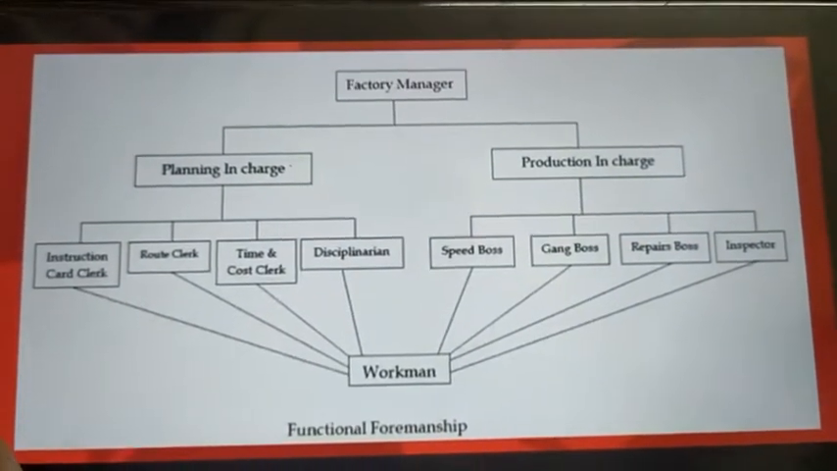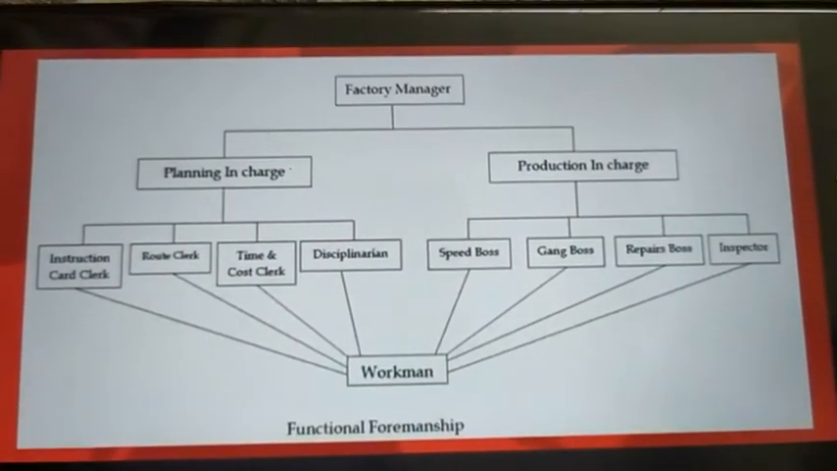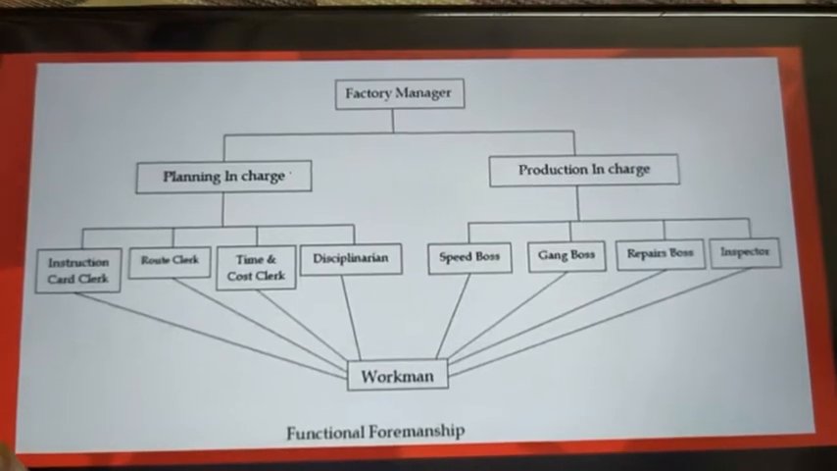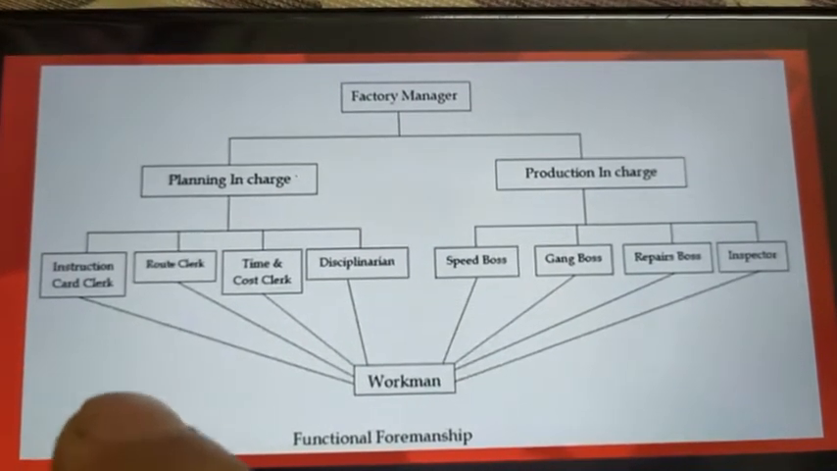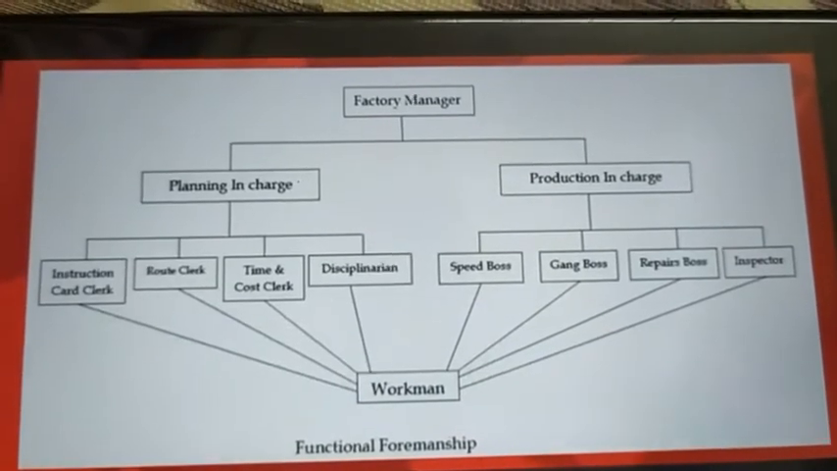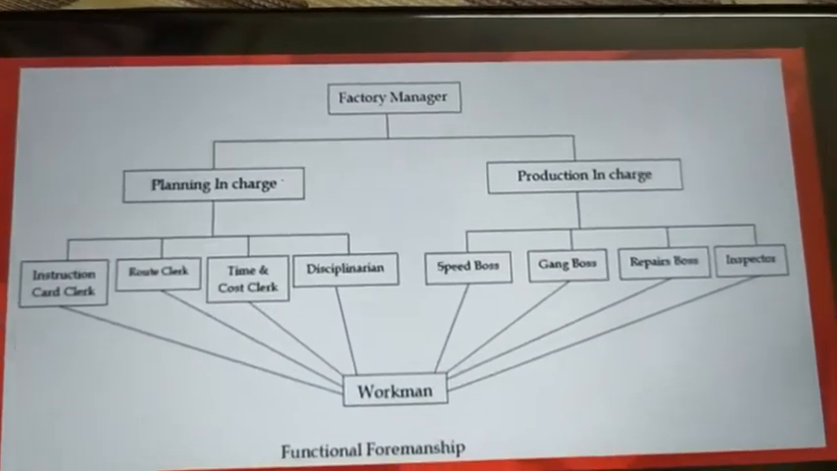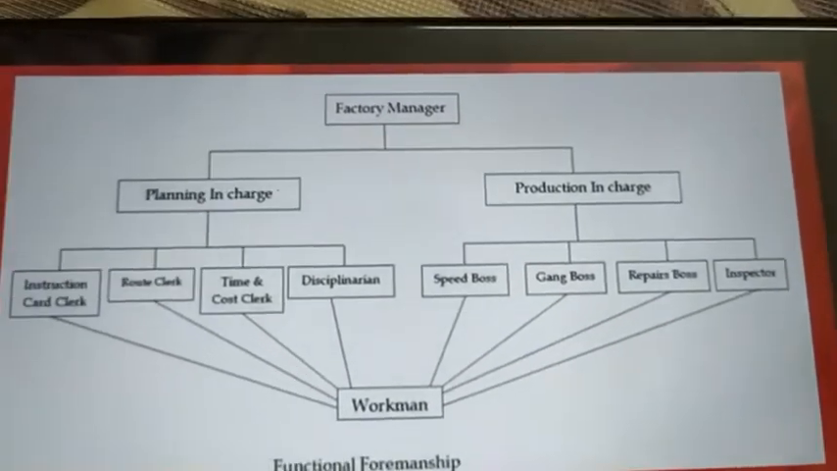Under the planning department, the 4 functional experts are the instruction card clerk, route clerk, time and cost clerk and disciplinarian. Now what is the role of these 4 specialists or clerks?